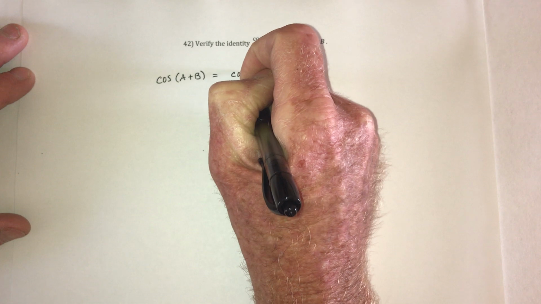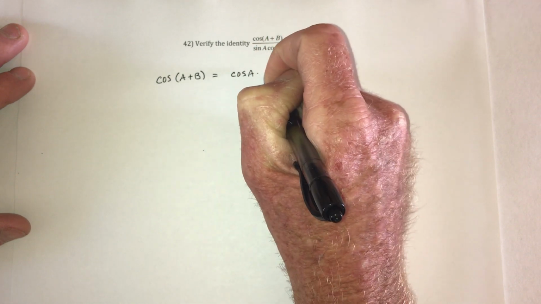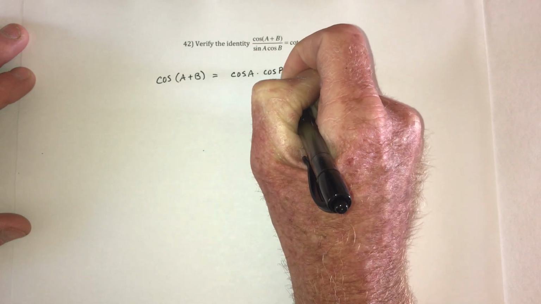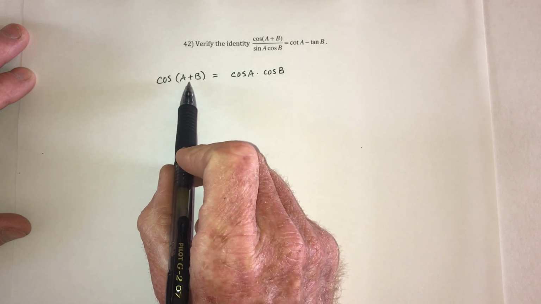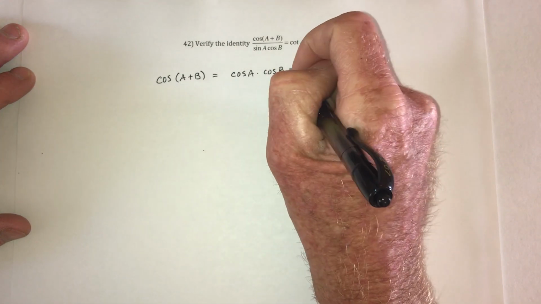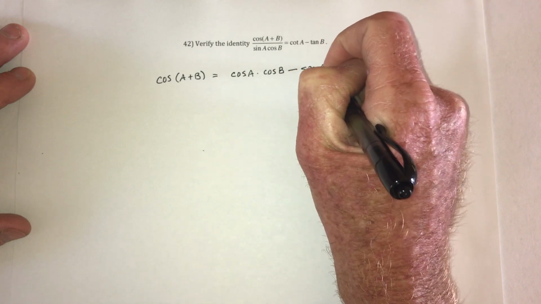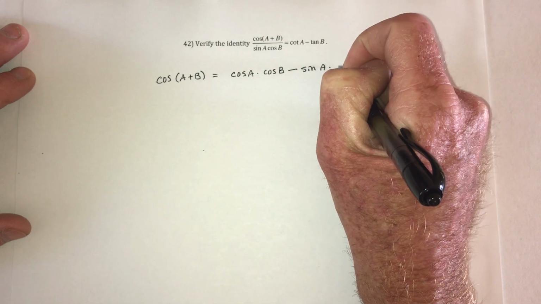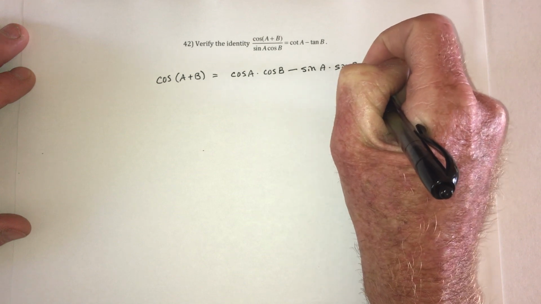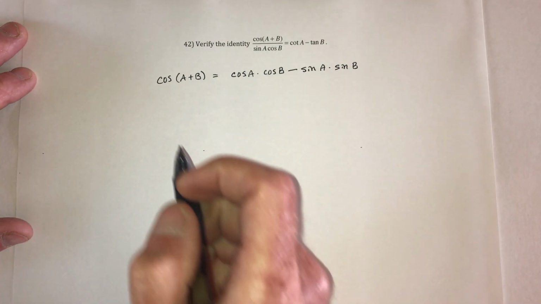First, take cosine of each one of those. And then whatever sign this is, put the opposite, minus. Now take sine of each one of those: sine of A, sine of B. Okay, so that's the formula that we're going to be using.